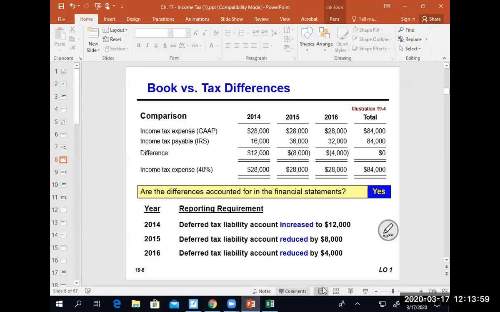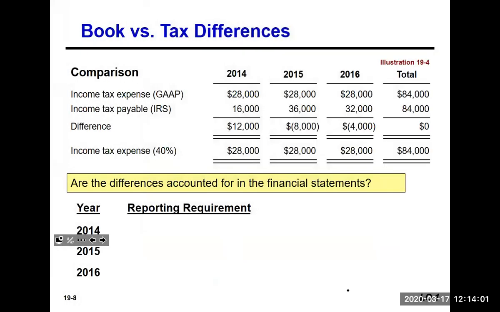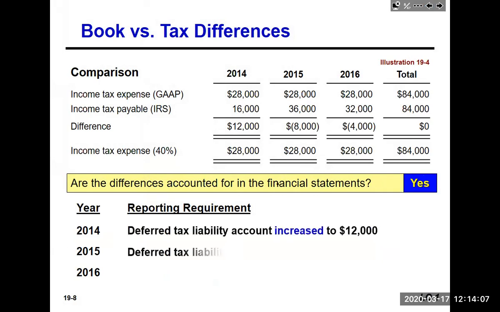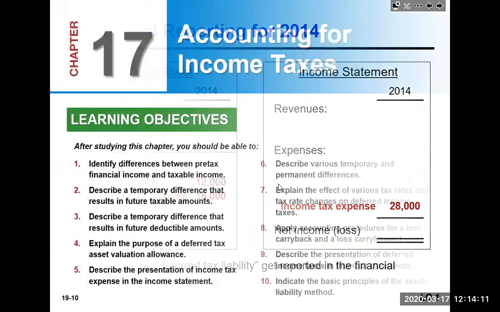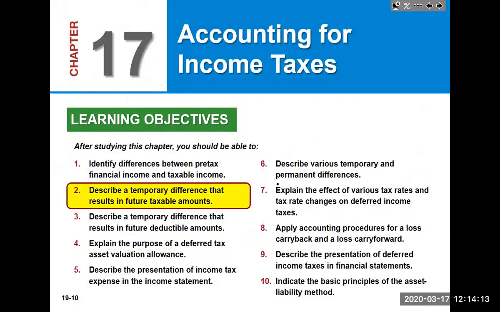Back to the PowerPoint. Here's that little thing again. 1284, I did get it right. Hallelujah. All right, so that's a very straightforward example of a temporary difference. I can't emphasize that enough. These are temporary differences.